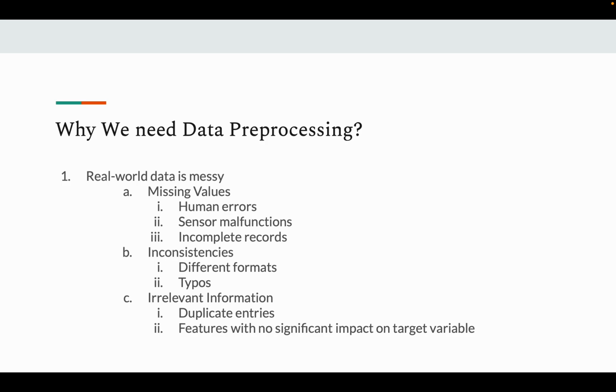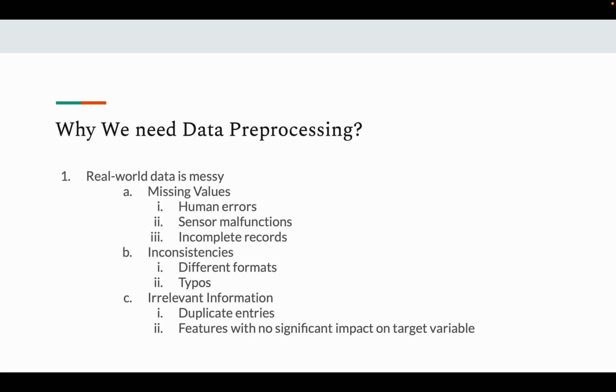So these kinds of inconsistencies actually have a huge impact on our model. In this scenario the algorithm fails to understand a unique pattern, and the convergence will take time, or it may fail to converge. Okay, then the third point is irrelevant information. The data set may contain a lot of duplicate data that may also confuse the model or algorithm.